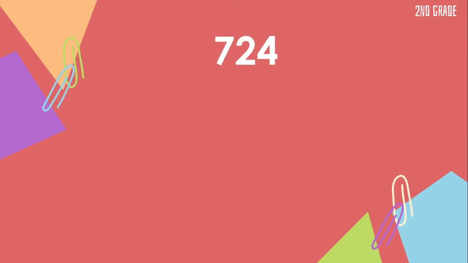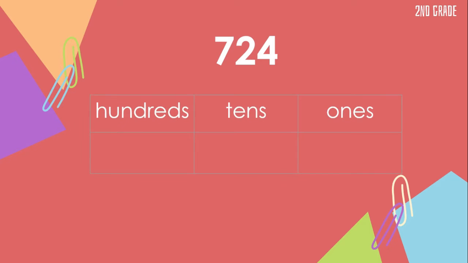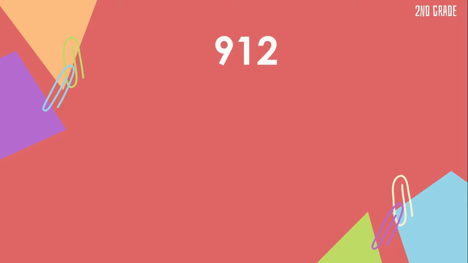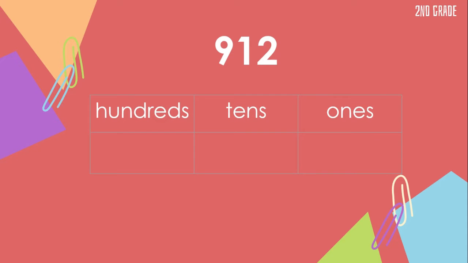Next, we have 724. So let's place it in a place value chart. Ones is 4. Tens is 2. Very good. And hundreds is 7. Therefore, we have 7 hundreds, 2 tens, and 4 ones. Another example, 912. For ones, we have 2. Very good. Tens, 1, and hundreds, 9. So we have 9 hundreds, 1 ten, and 2 ones.